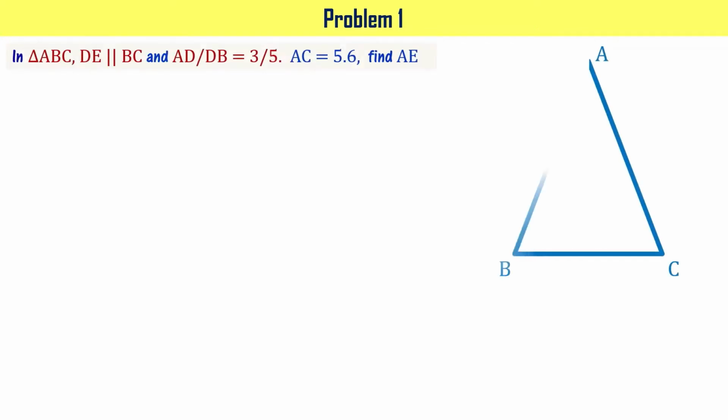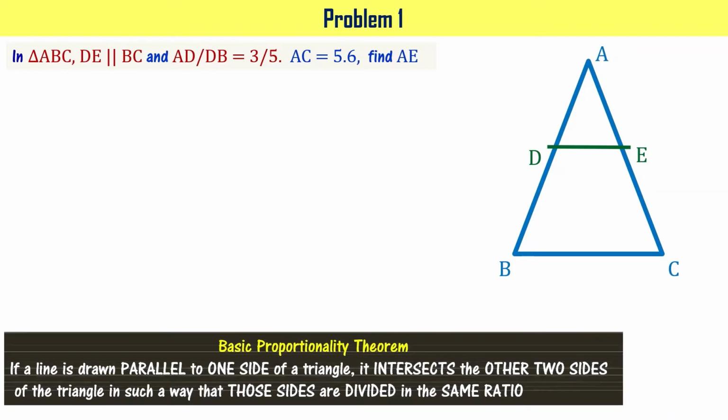Let us solve some problems based on this concept now. In triangle ABC, DE is parallel to side BC and AD by DB equal to 3 by 5. AC is given, that is equal to 5.6, and then we are asked to find AE. Let's quickly recall the basic proportionality theorem. If a line is drawn parallel to one side of a triangle, then it intersects the other two sides of the triangle in such a way that those sides are divided in the same ratio.